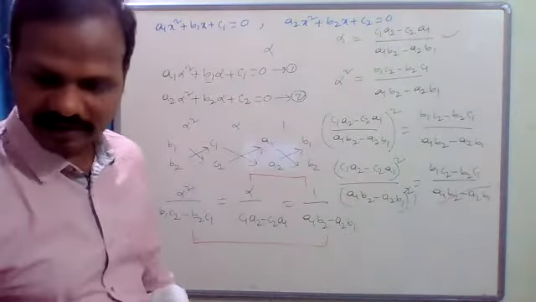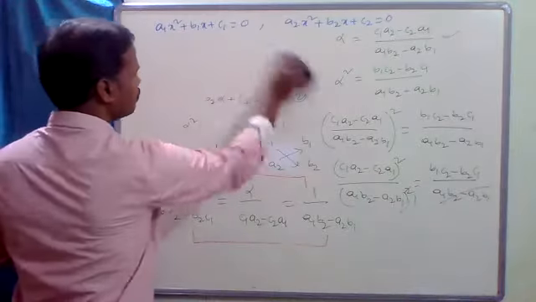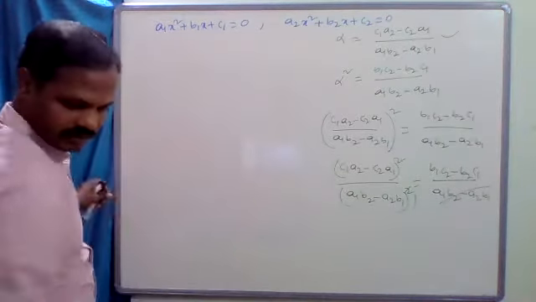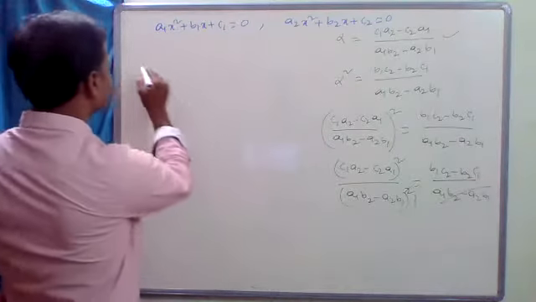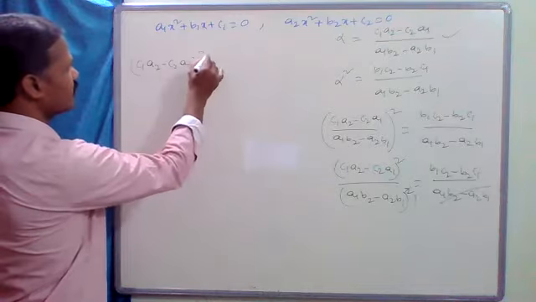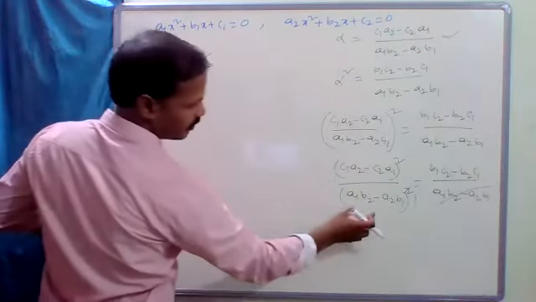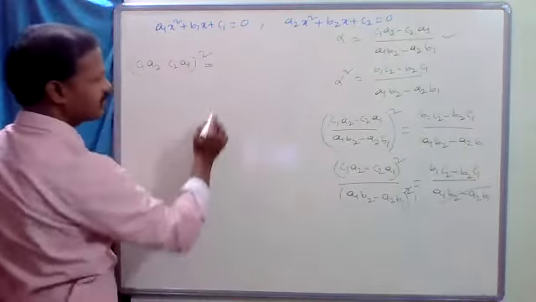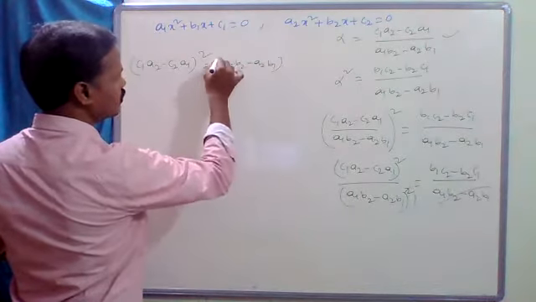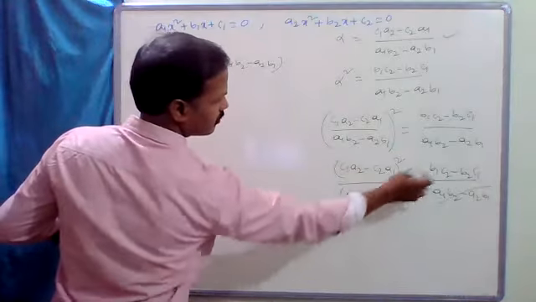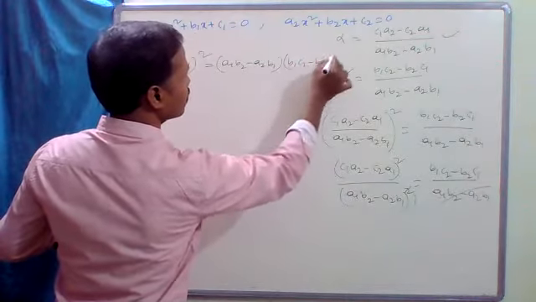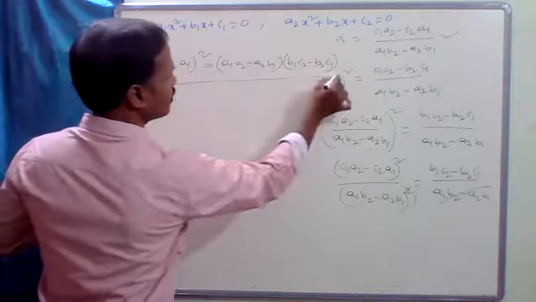Then what is the final result? Okay, so the final result is (C1A2 minus C2A1) whole square is equal to, take this term to the right side, what you will get? (A1B2 minus A2B1) into (B1C2 minus B2C1). Okay, so this is the result.